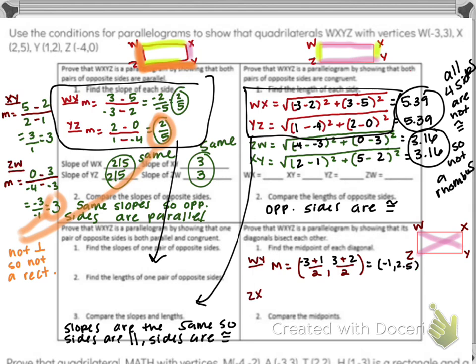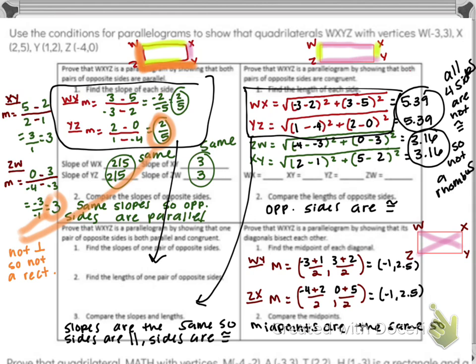All right, let's do the same thing for ZX. Here is that midpoint, and that would give me the same answer, okay? So the midpoints were the same, so that means that they bisected each other, okay?